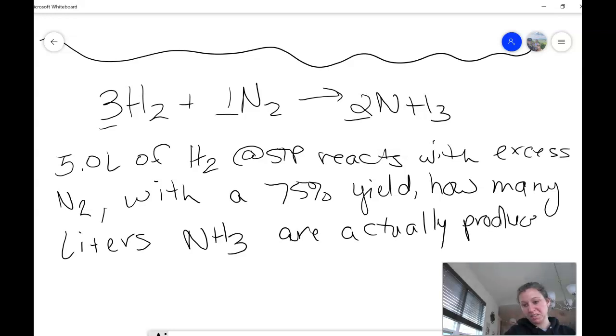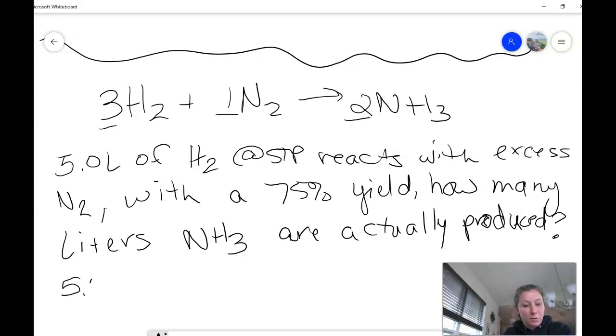Because ultimately, let's say I needed ammonia for fertilizer, this would be good to know how efficient this process would be in case, like, let's say I need like 1,000 liters and my process is only 75% yield. You could figure that out ultimately. So let's just work through this. So again, 5 liters of H2 reacts with excess nitrogen. So I want to know how many liters of ammonia are actually produced.